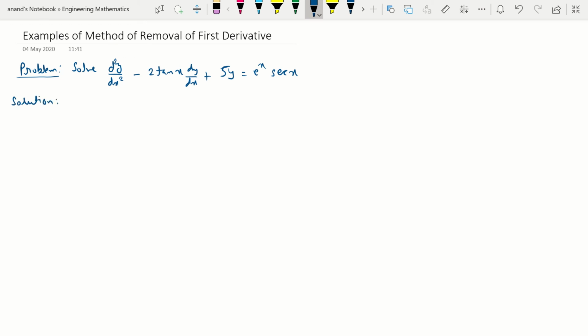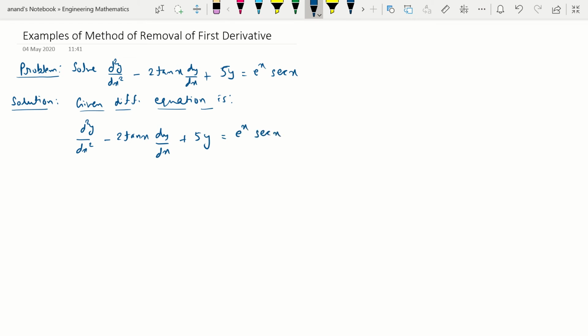So here we can write in the systematic form that the given differential equation is d2y by dx2 minus 2 tan x dy by dx plus 5y equals e to the power x sec x. So comparing this given differential equation with the standard form of second order differential equation.